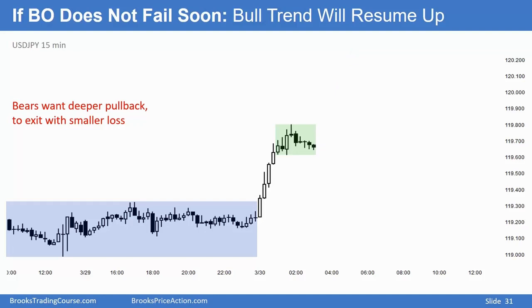And if the bears are not successful, all the bears who shorted in here and the bears who shorted down here and who did not get out here will give up, and that will create a second leg up. If this grows to 20 or 30 bars, then we're back in another trading range.